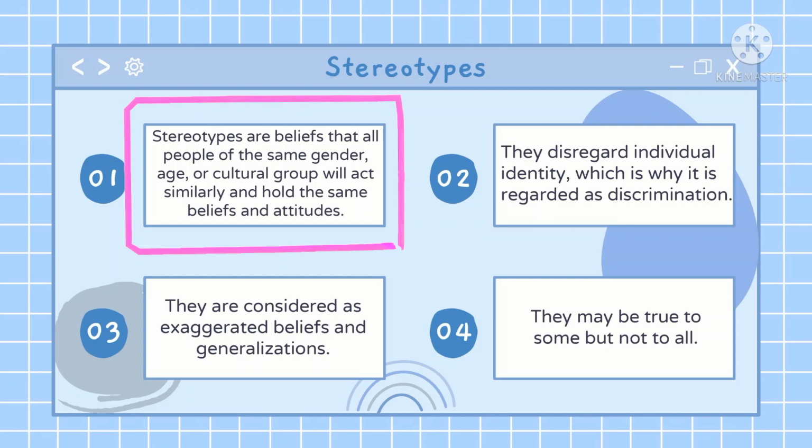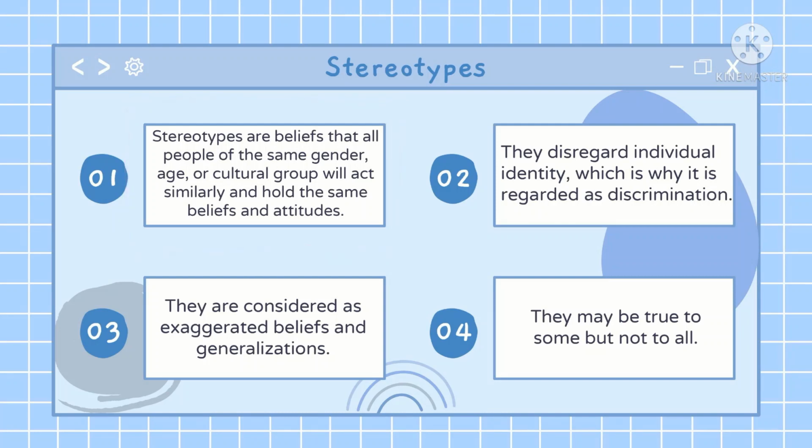They assume or expect all girls should always do this or that, and same for the boys, or any race or ethnic groups. Second, they disregard individual identity, which is why it is regarded as discrimination. It is bad because they don't support the unique characteristic of each person. Third, they are considered as exaggerated beliefs and generalization. And fourth, they may be true to some but not to all. We should not force other people to follow these kinds of beliefs.